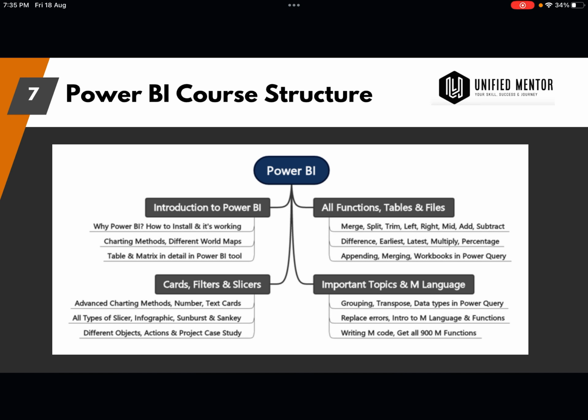Same stuff: how to create visuals using data, how to install the software, and the different charting methods we'll discuss. Cards, filters, slicers, in terms of functions, tables, how to deal with files, and some important languages under Power BI, which is the M language, a new language under Power BI that you can choose. So these are the major topics that we will study in the whole syllabus.